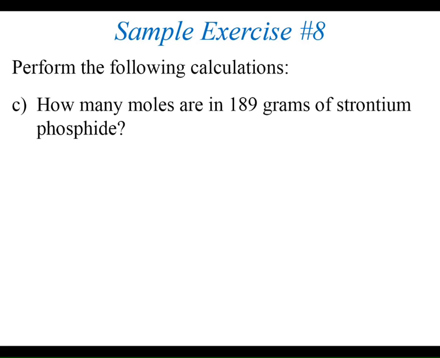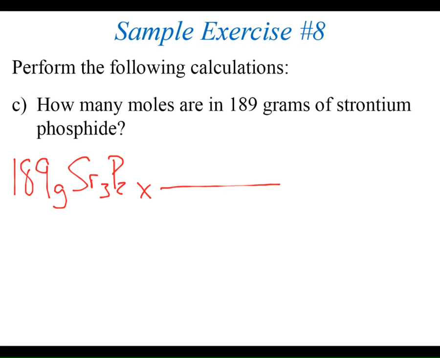Okay, let's try one the other way. How many moles are in 189 grams? Okay, grams. Ding, ding, ding. That's a mass. Got to use molar mass. Strontium phosphide. What's strontium phosphide? Sr3P2. Good. So add up 3 strontiums and 2 phosphorus. Find the mass. Will the grams go on the bottom or the top this time? Now I'm starting with grams.